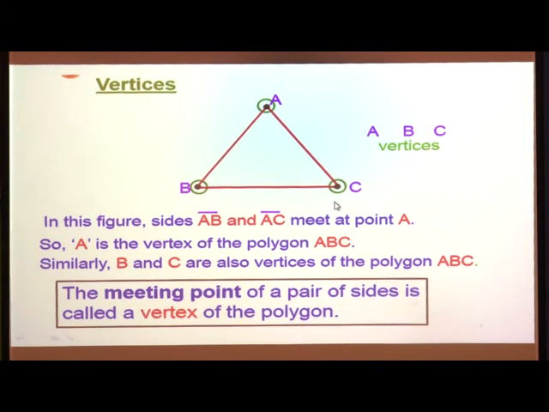The definition of vertices: the meeting point of a pair of sides. When a pair of sides meet, a common single point is formed, that is called the vertex of a polygon. A single point is called a vertex and three different vertices are called vertices. So A, B, C are the vertices of a polygon. If we talk about only A, A is called a vertex, and A, B, C are commonly called vertices.